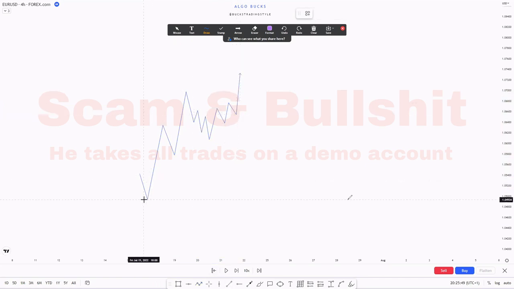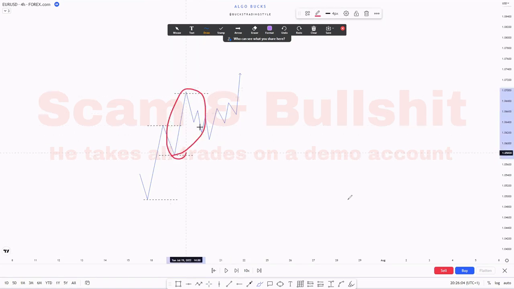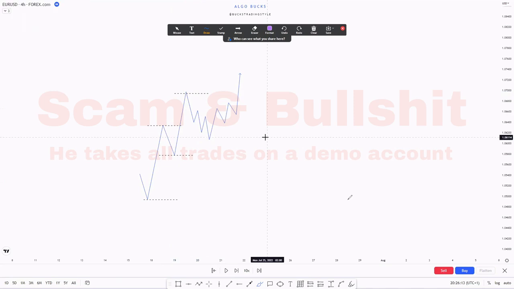When we have this right here, these are external structure low, external structure high, external structure low, external structure high, external structure low. So remember from here, everything that's happening within this range, everything happening within the range before the breakout of the high or the low is our internal structure. And structural liquidity deals with internal structure.